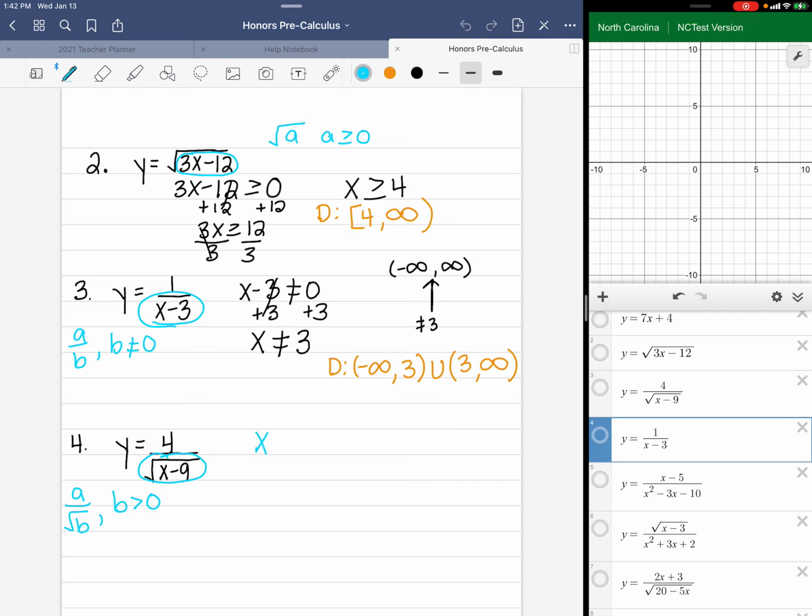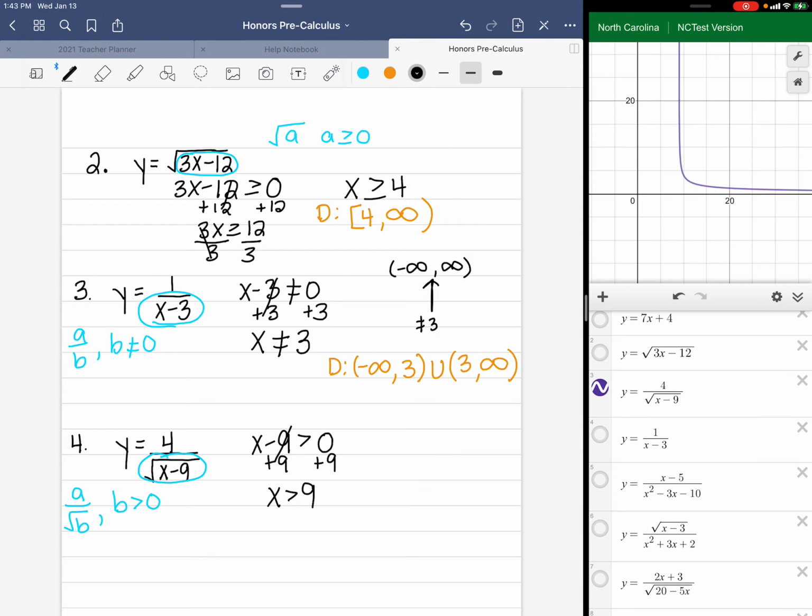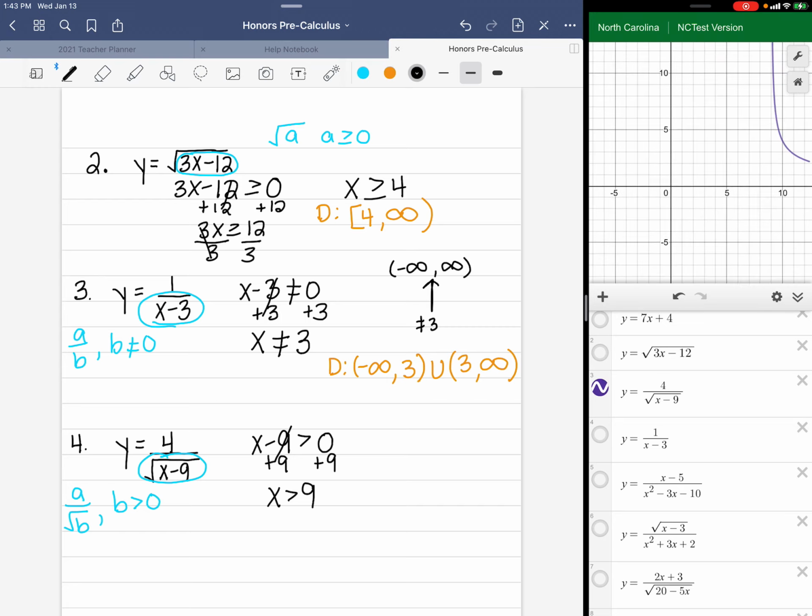So I'm going to take x minus 9, and I'm going to say x minus 9 has to be greater than 0, but it can't equal 0. All right, so I'm going to solve it. I'm going to add my 9, and x is greater than 9. All right, so if I look at this graphically, I'm going to turn that one on, and I can see that x is greater than 9.